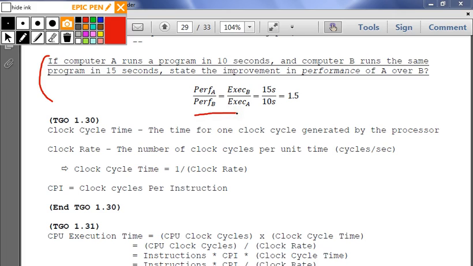So based on performance A and performance B, 1 over the execution time. That means we get execution time of B over execution time of A. We know execution time of B based on the problem is 15 seconds. We know the execution time of A is 10 seconds. So this becomes 1.5. We're able to do this reduction because it's the same program, so the number of instructions are the same and therefore they cancel out.